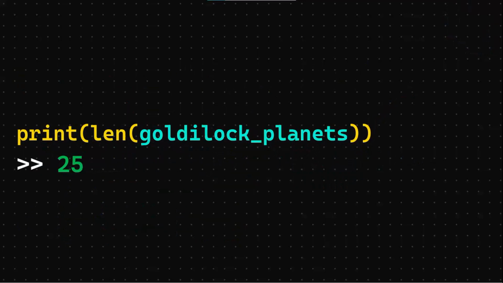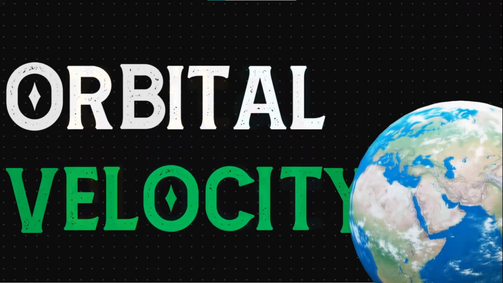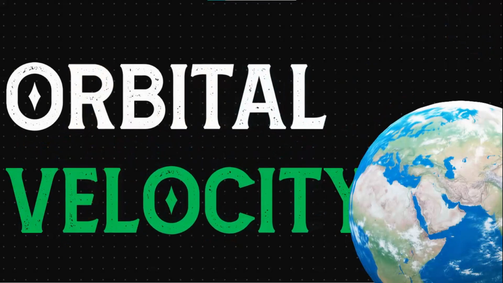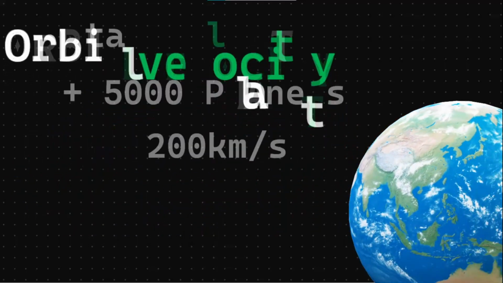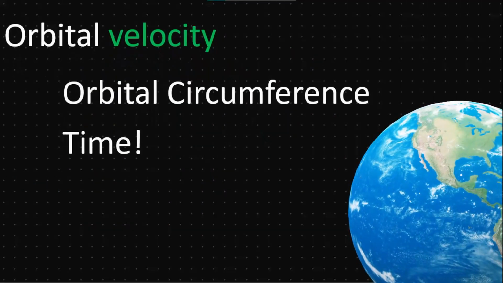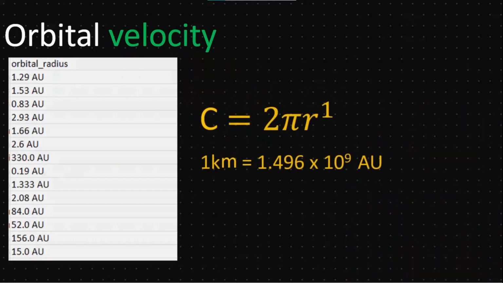Time for the final check. Amongst these 5,000 planets, how many planets have suitable orbital velocity? Now, scientifically speaking, we humans cannot take any orbital velocity greater than 200 km per second. Therefore, to calculate orbital velocity, we need 2 things: orbital circumference and time. For the distance, or the orbital circumference, we have to calculate the circumference of the orbit, that is 2 pi r, and we know where we will get the radius from, that is from column 7.